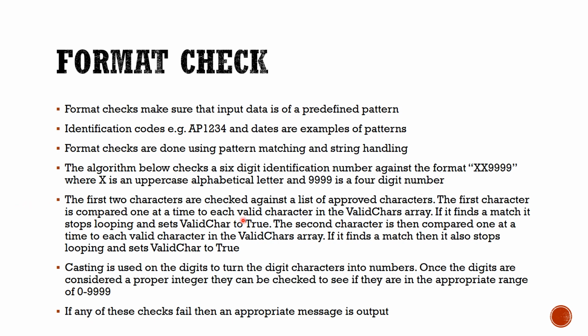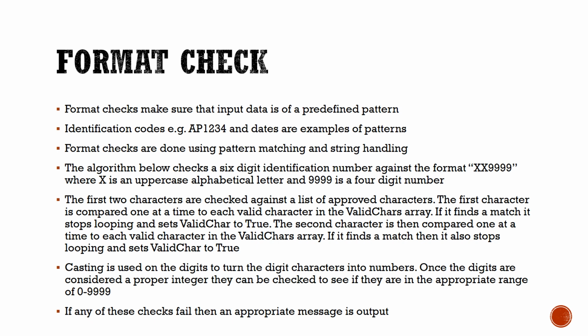The first two characters are checked against a list of approved characters. The first character is compared one at a time to each valid character in a valid char array. If it finds a match, it stops looping and sets valid char to true. The second character is then compared one at a time to each valid character in the valid char array. If it finds a match, then it also stops looping and sets valid char to true. Casting is used on the digits to turn the digit characters into a number. Once the digits are considered a proper integer, they can be checked to see if they are in the appropriate range of 0 to 9999.